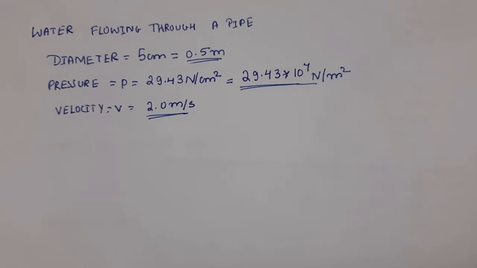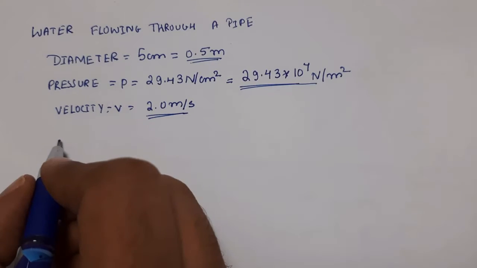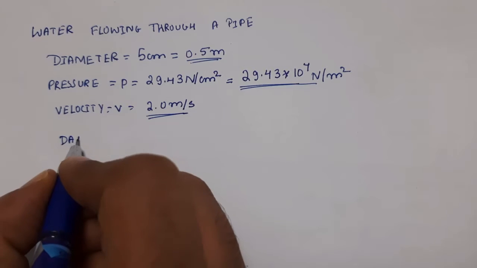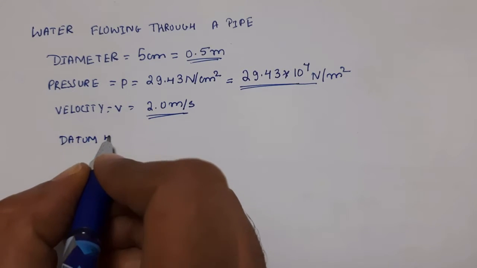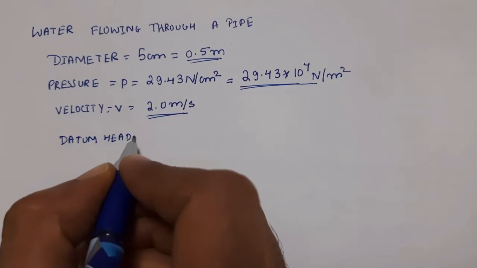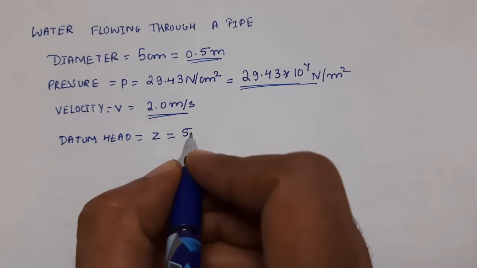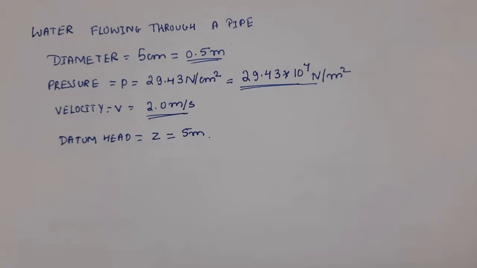Okay, so the first thing, that is Datum head. About Datum line, the Datum head is given as, Datum means it's more like a reference line here. So Datum line always means a reference line, that is Z is equal to 5 meters. Now we have to find the total head or the total energy per unit weight of the water at this cross section.